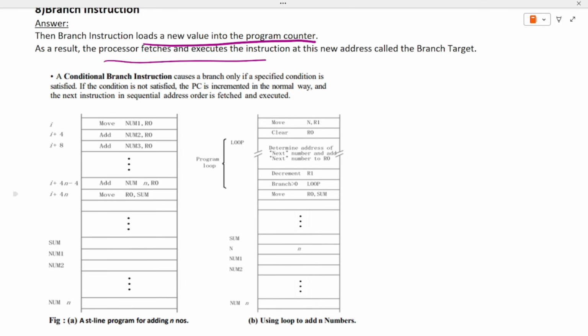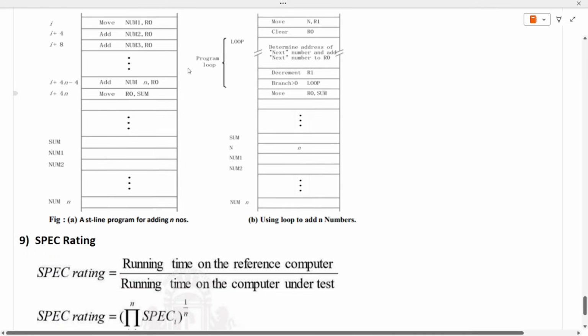As a result, the processor fetches, and it will get the new address called the branch target. I hope you can understand this.